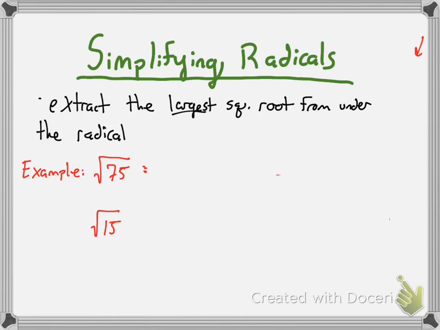Another example you might see is the square root of 100. The square root of 100 is a perfect square, so this would simplify to just 10. This is a perfect square, so it's going to simplify to a whole number. And as a recap, the square root of 75 would simplify to be 5 square root of 3.